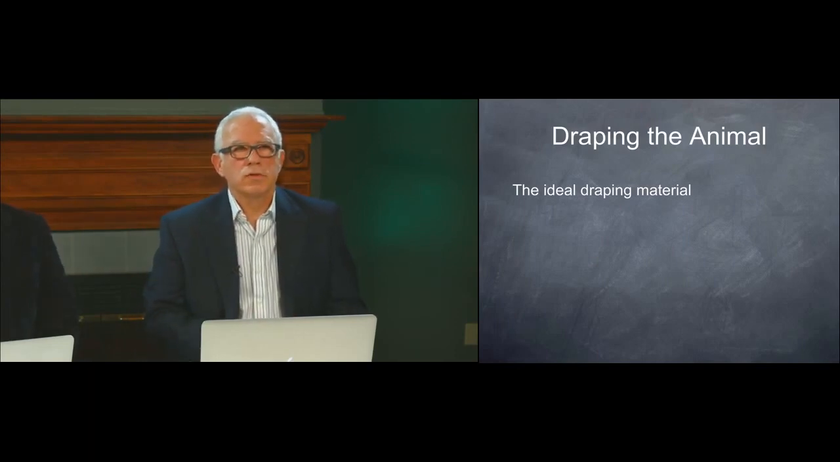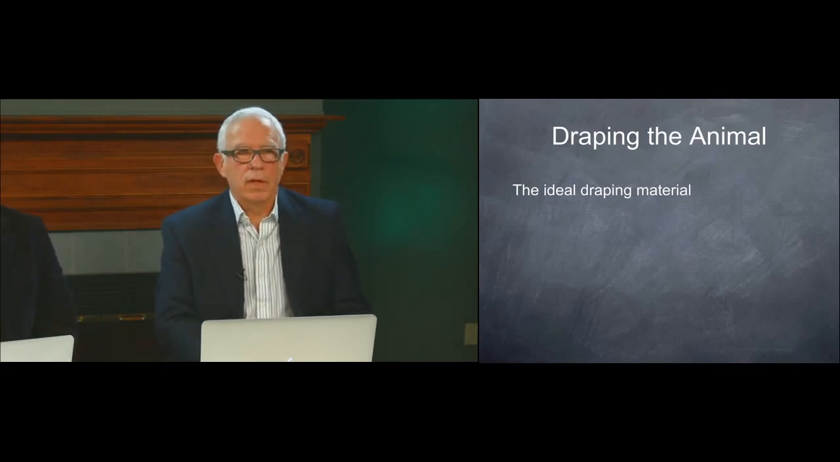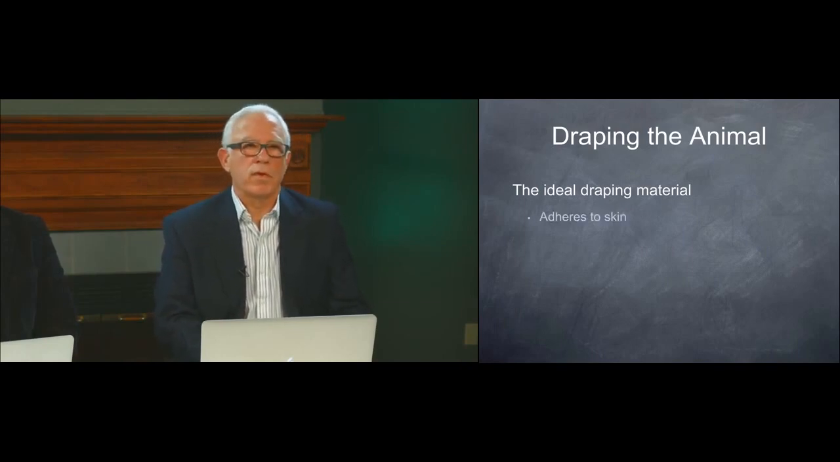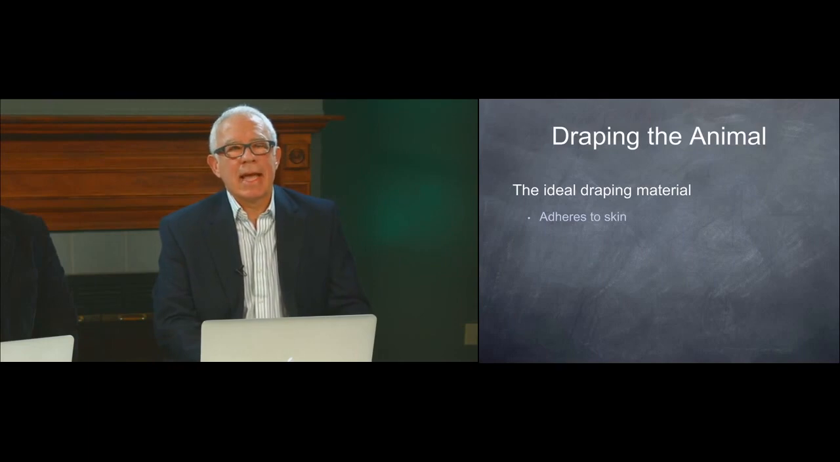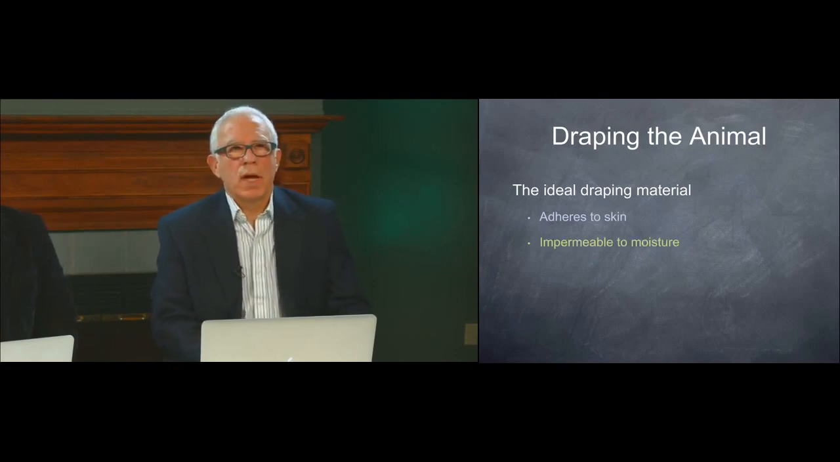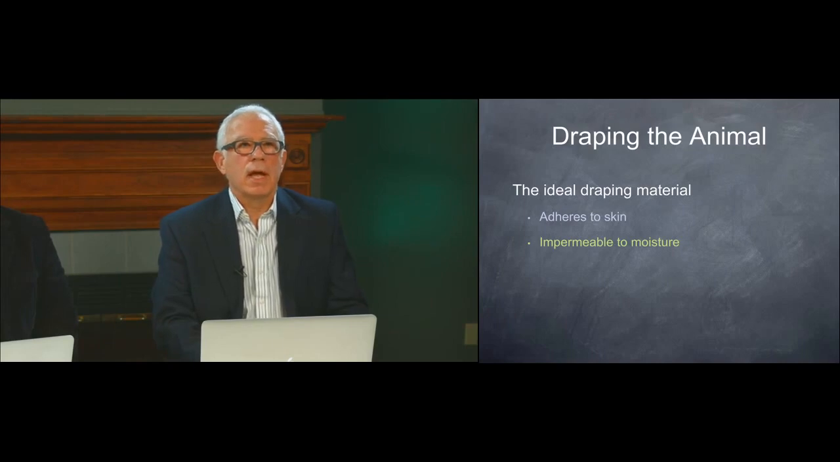But what constitutes the ideal draping material? The ideal draping material should be one that adheres to skin, so it doesn't move around. That way you don't bring contamination from the periphery back to the center of the surgical field. It should be impermeable to moisture, because if you use something that is permeable, then when things get wet, there is wicking of bacteria from the periphery to the center, and we have potential contamination.